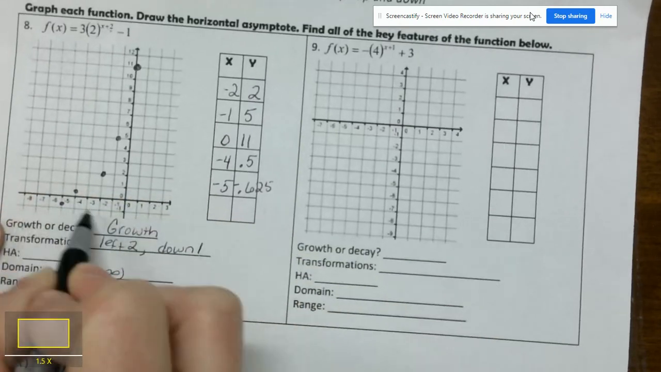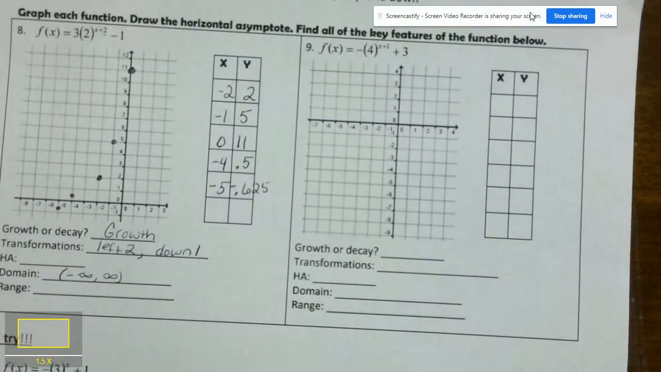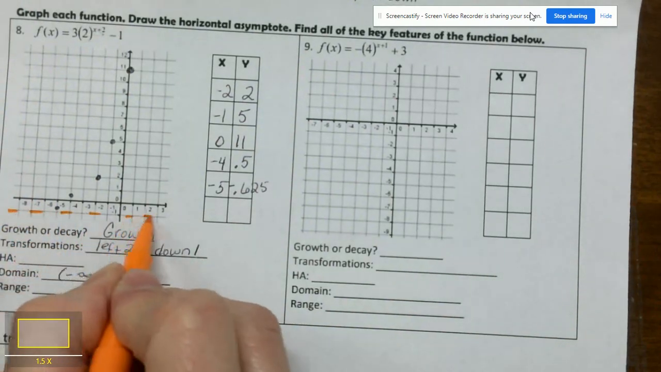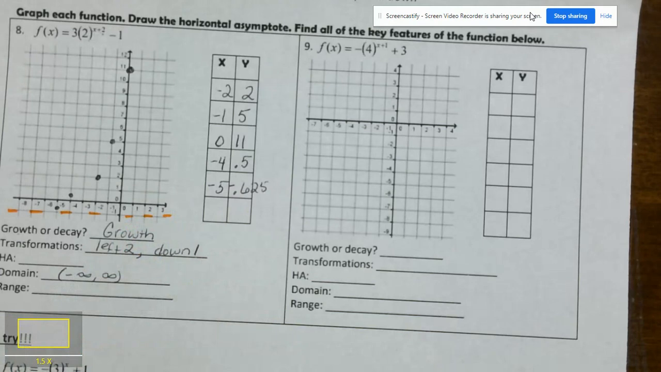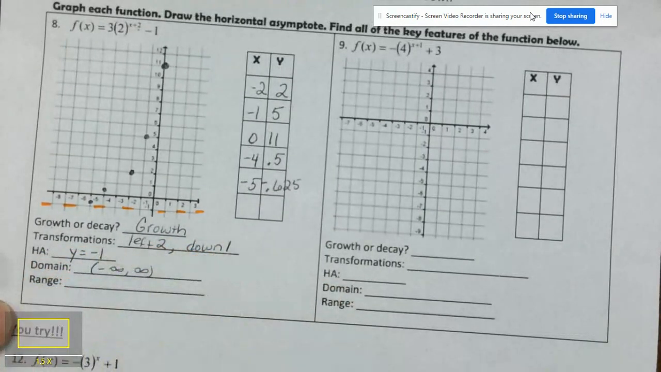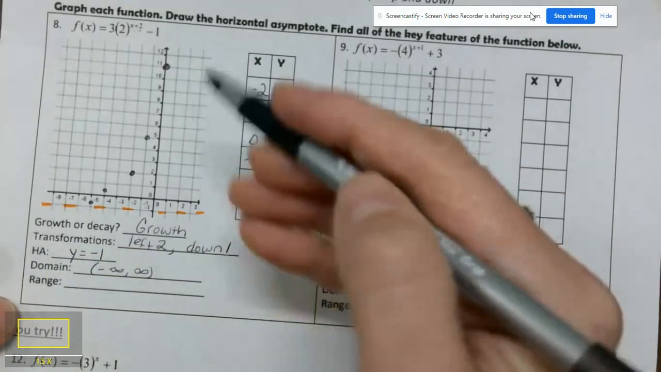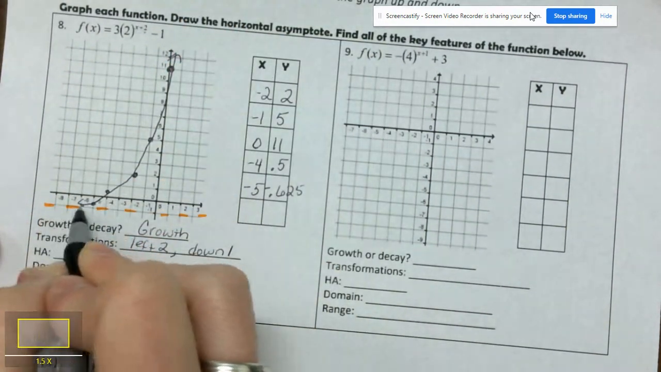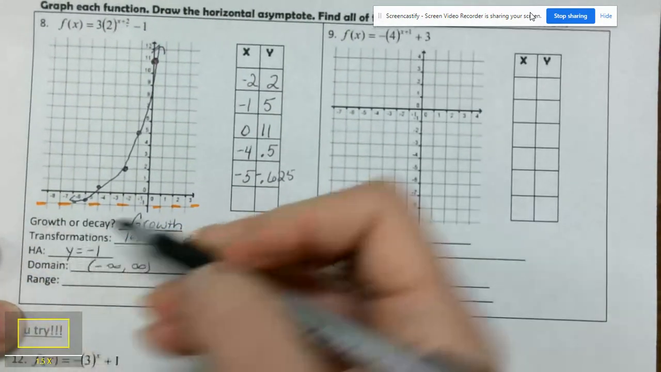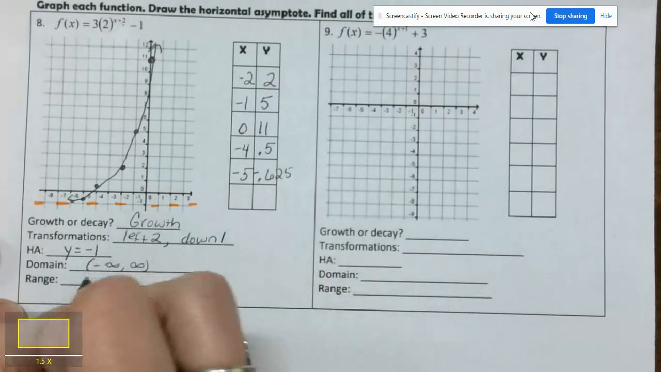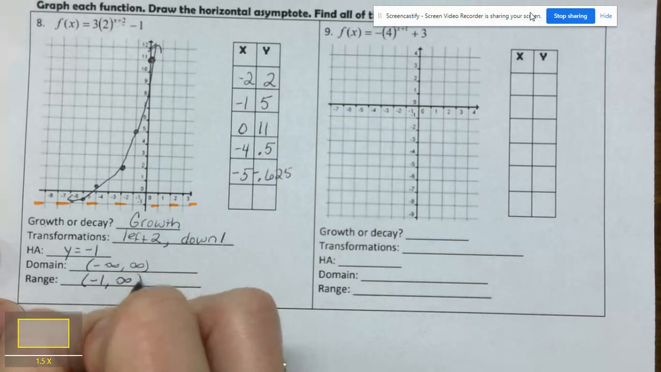So it looks like what I'm going to be approaching is this line y equals negative 1. Okay, so my asymptote here is going to be the line y equals negative 1, which means that my graph is going to come down and do this. It's going to continuously approach that line, but it's never going to touch it. So that means all my y values, my range, are going to be from negative 1 up to infinity. So this is going to be negative 1 to infinity.